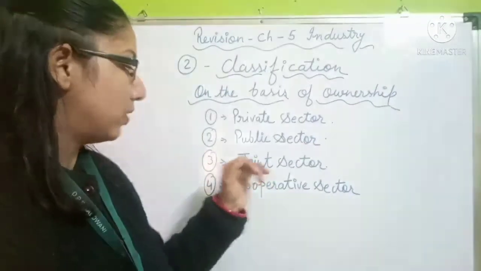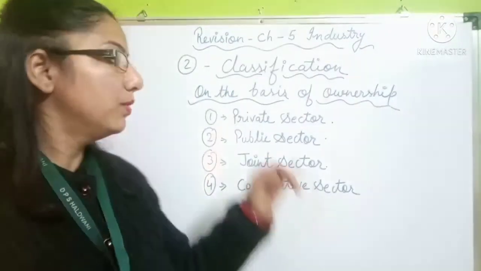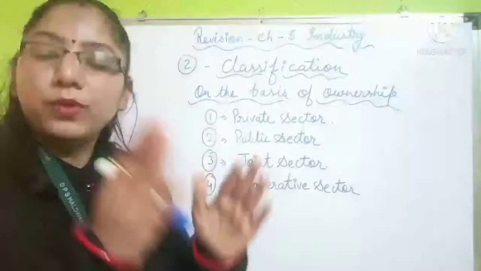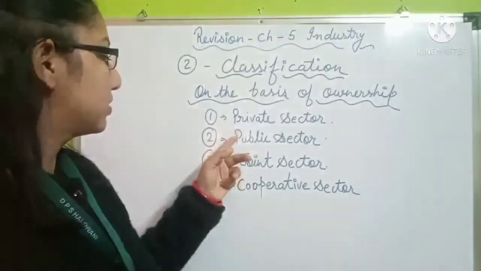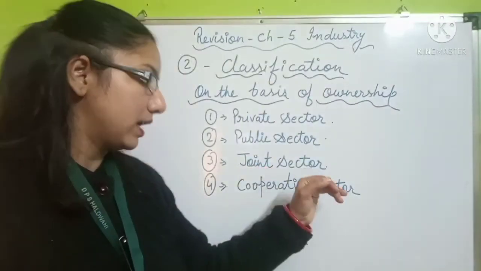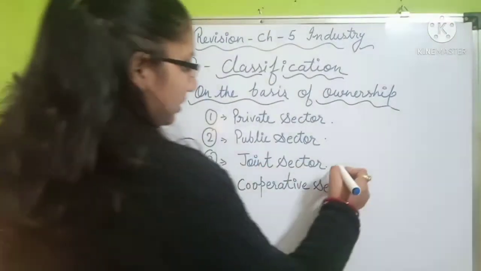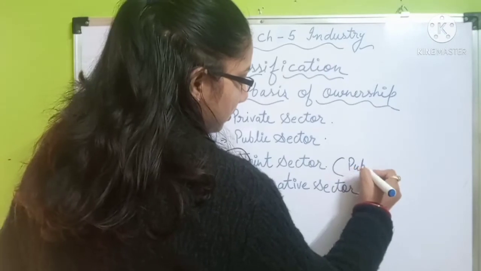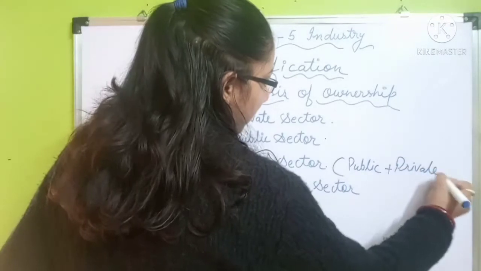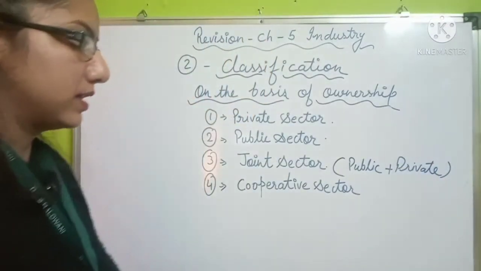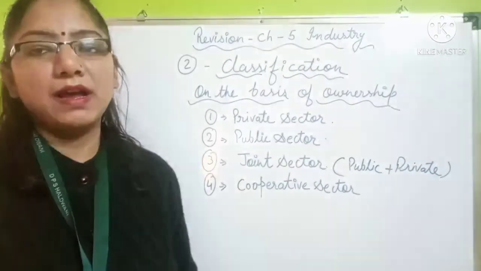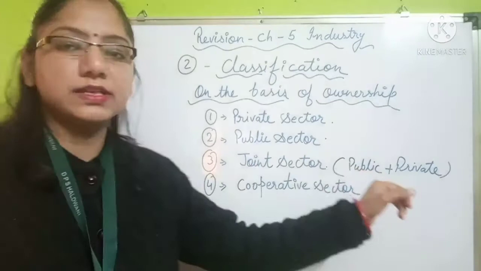If we talk about the joint sector, both types of industries are included. Owners are private, but a share of the public or the government is also there. That is known as the joint sector industry, which is public plus private. For example, Hindustan Zinc, Unilever Limited and Balco are good examples of the joint sector industry.